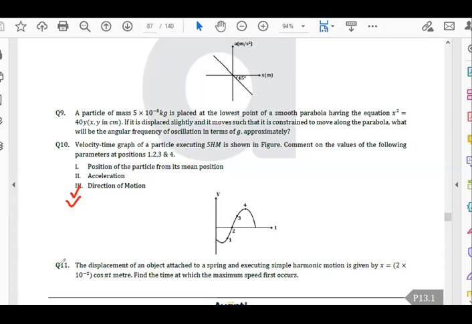Now question number 10, question number 10. The displacement of an object attached to a spring and executing SHM is given by this. Find the time at which maximum speed occurs first. Easy. dx by dt is equal to 0, right? Find t. Yes or no? Tell me yes or no. Tell me, concept of maxima and minima.